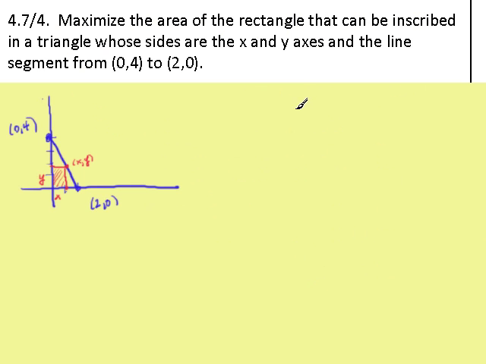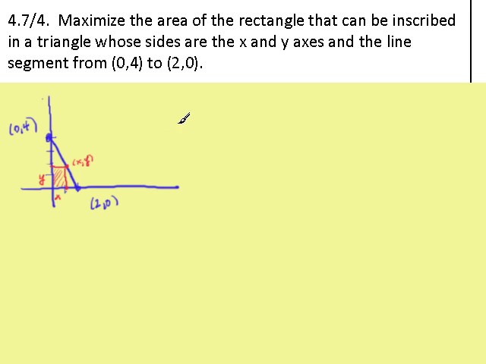In number 4, we want to maximize the area of the rectangle that can be inscribed in a triangle whose sides are the x and y axes and the line segment from 0, 4 to 2, 0. So here's a picture. The red rectangle is what we want to maximize. And this is the triangle whose sides are the y-axis, the x-axis, and the line from 0, 4 to 2, 0.